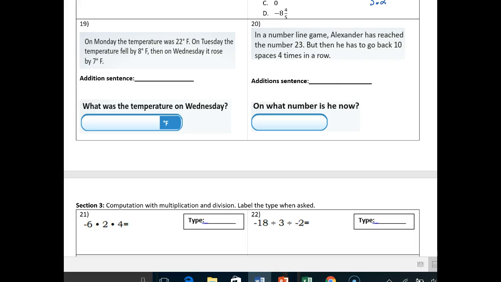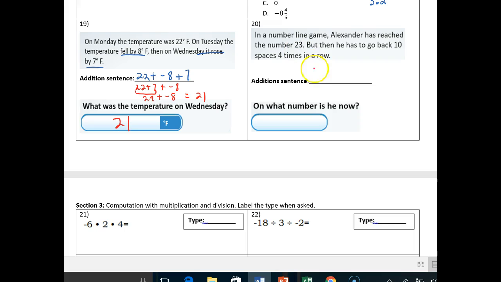So on Monday, the temperature was 22 degrees, starting off at 22. By Tuesday, the temperature fell by 8, so plus negative 8. On Wednesday, it rose by 7, so plus 7. So I would have said, all right, let's do 22 plus 7 plus negative 8, just get this commutative property going here. 29 plus negative 8 gets you 21 degrees Fahrenheit. Nice and simple.